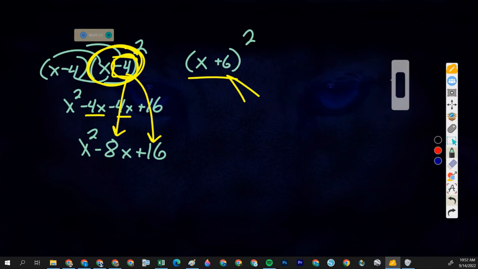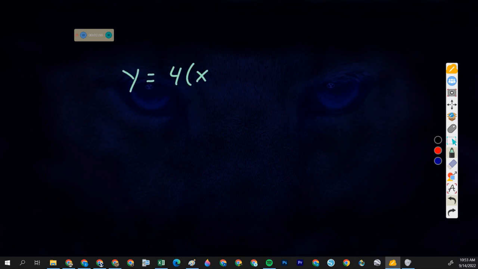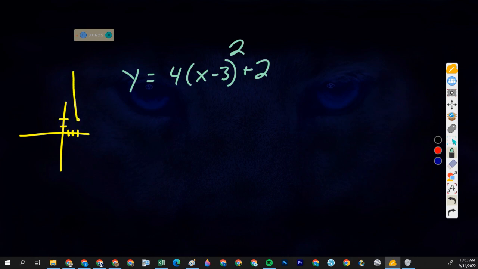So, if I had a quadratic that said 4 times x minus 3 squared plus 2, where is that quadratic? Well, it's right 3, 4 times as tall, and up 2. So it's going to look like that. Okay?